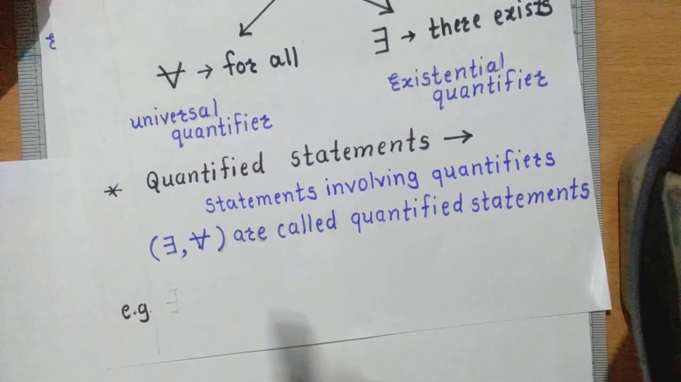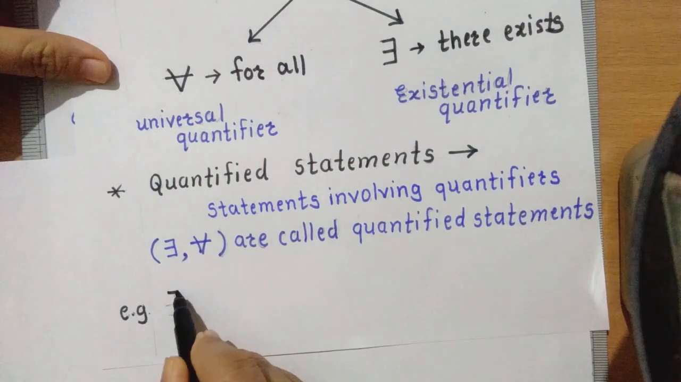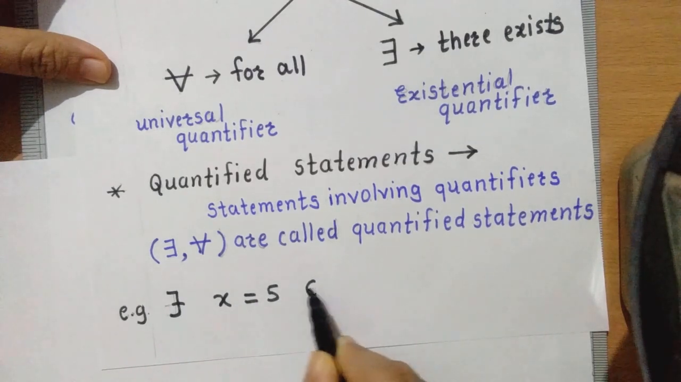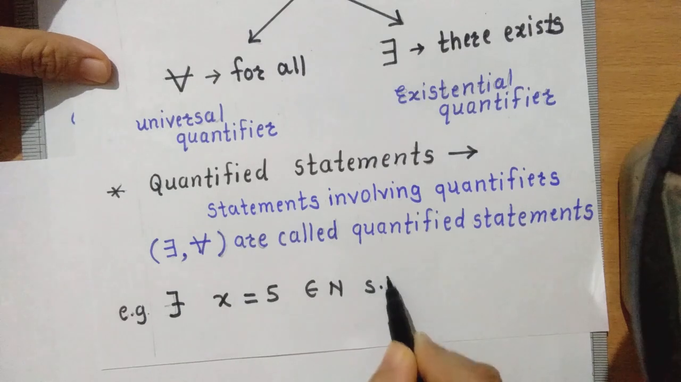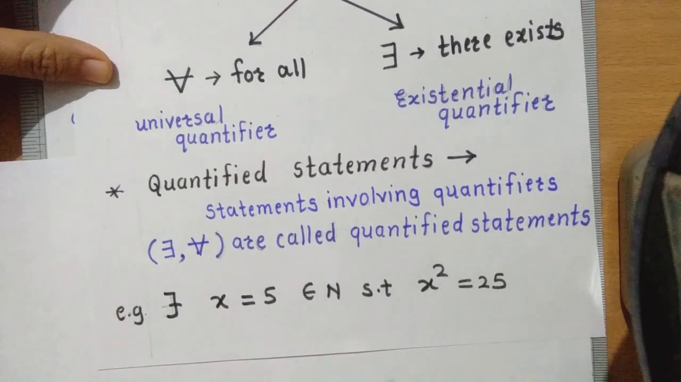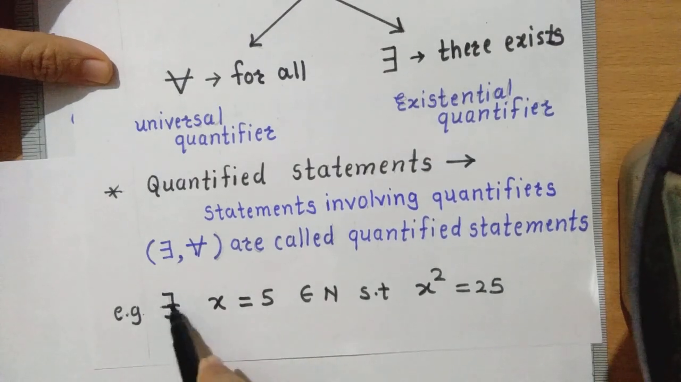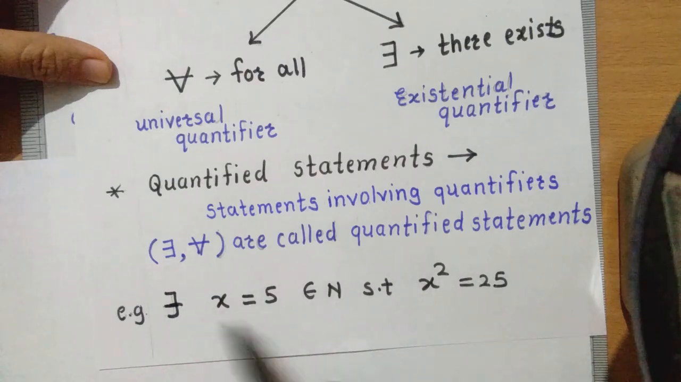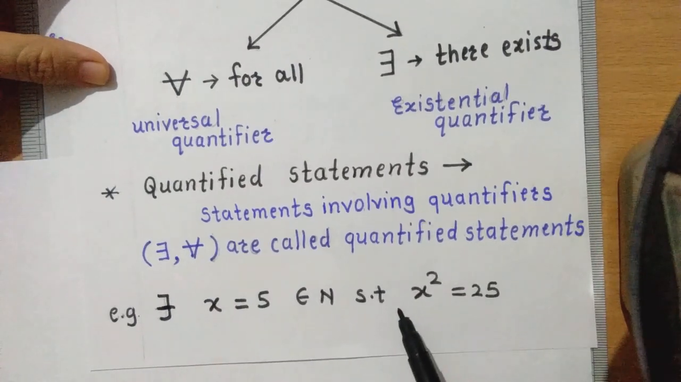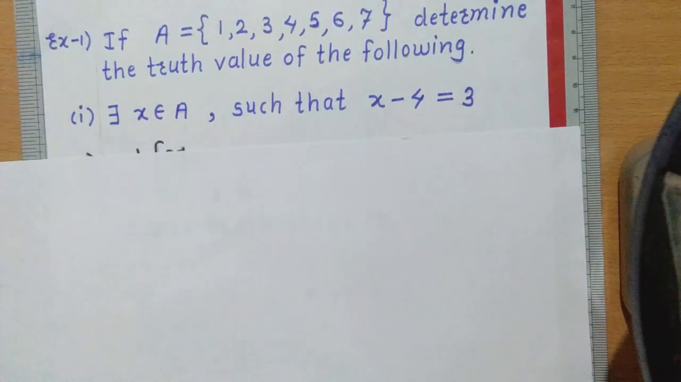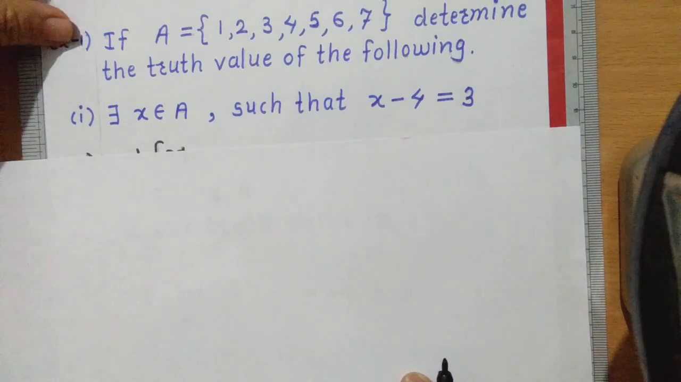So let's see an example: there exists x equal to 5 belongs to N such that x square is equal to 25. Here there exists is a quantifier, and by using this quantifier this whole statement is a true statement. So this is called a quantified statement. Again we will solve examples.